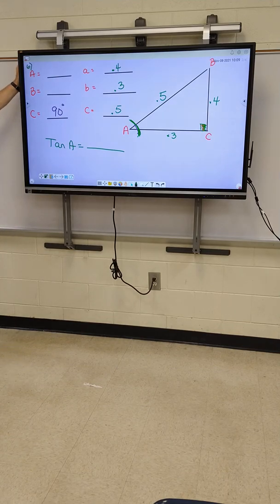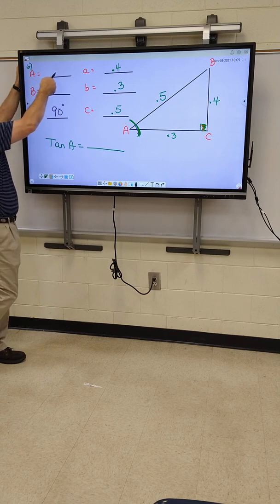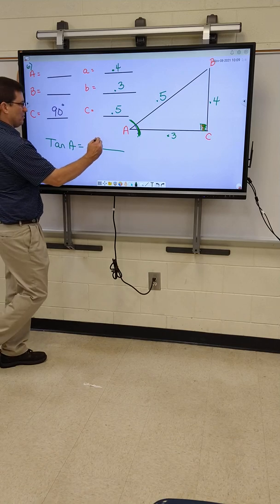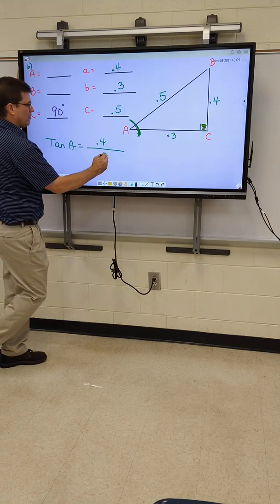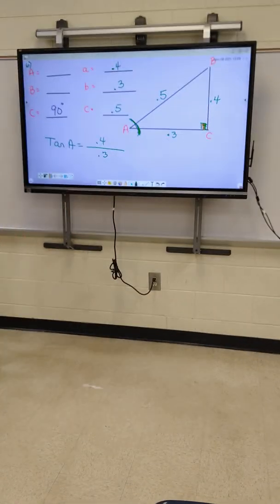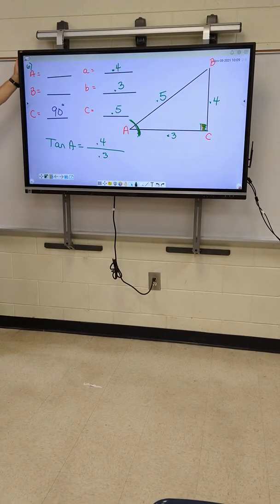Now, why am I doing capital A? I did a number every other problem, but capital A this time doesn't have a number. So if it doesn't have a number, just leave it capital A. Grant said 0.4 over 0.3. Where's he getting that from? Opposite over adjacent. Opposite goes on top, adjacent on bottom. He's right. That's how you set this one up.